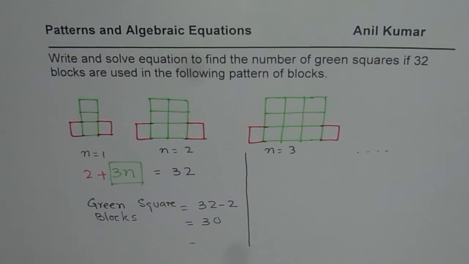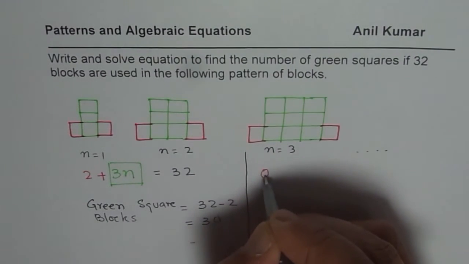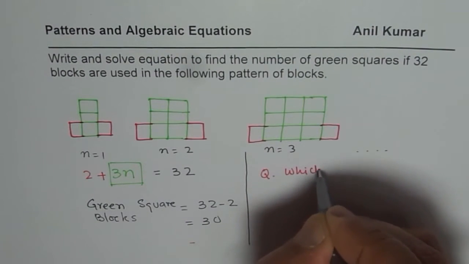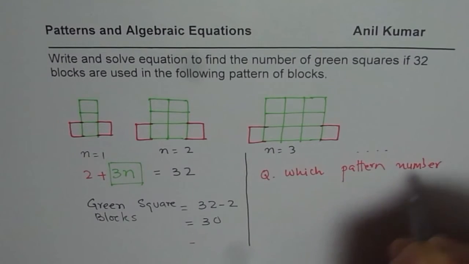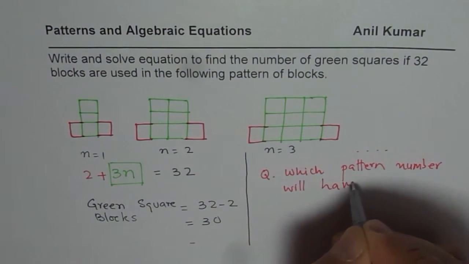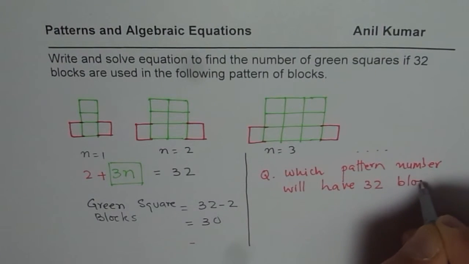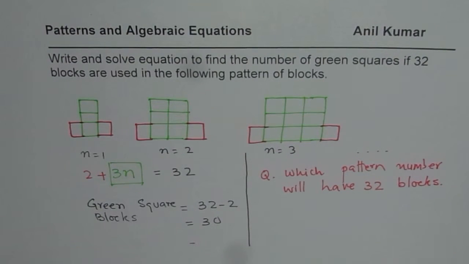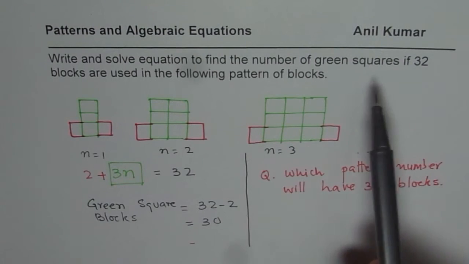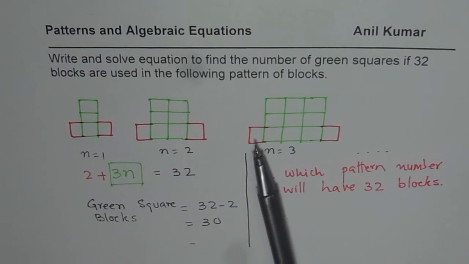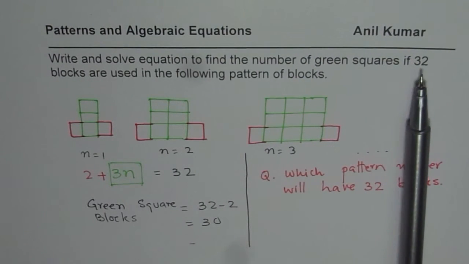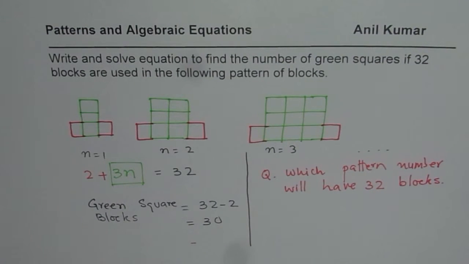Now, as a question for you, we did find that there will be 30 green blocks. Now the question for you is which pattern number will have 32 blocks in total? Then you need to solve this equation further. So in a simple case like this, it was simpler. You don't even have to write any expression, you just take away 2 red ones and the rest are all green. So 32 minus 2 is 30. So the answer was very obvious.